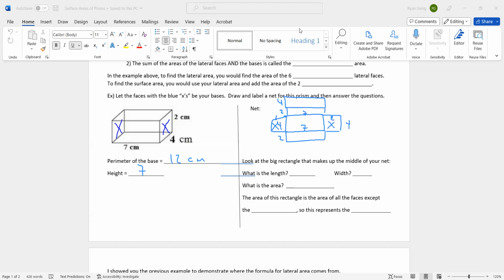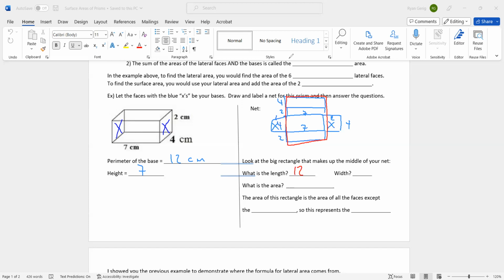Now I'm going to switch colors. It says, look at the big rectangle that makes up the middle of your net. I know my drawing is not great, but the middle of my net is a big red rectangle. What is the length of that rectangle, the vertical length there? Well, it's 4 plus 2 plus 4 plus 2. So 4 plus 2 is 6, plus 4 is 10, plus 2 is 12. So the length is 12.